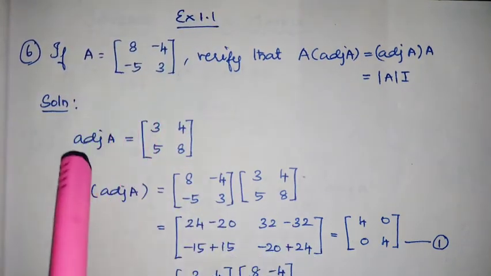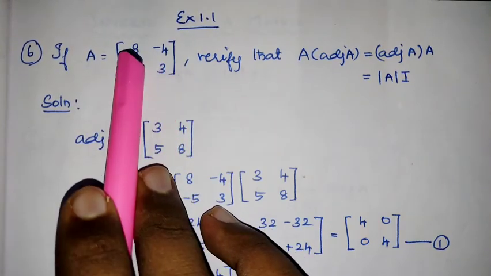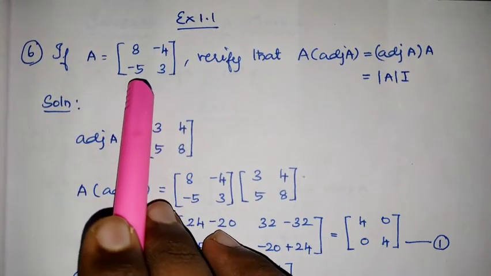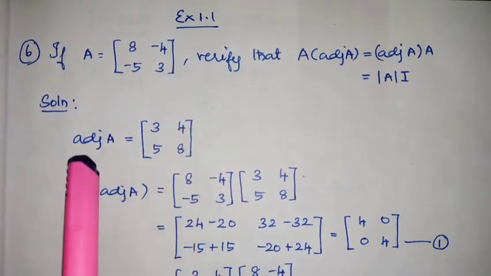You know how to find the adjoint of a matrix. How to find it? Interchange the main diagonal elements. So 3 comes here and 8 goes here. Then minus 5, change the sign as plus 5. Minus 4, change the sign as plus 4. So this is adjoint A.